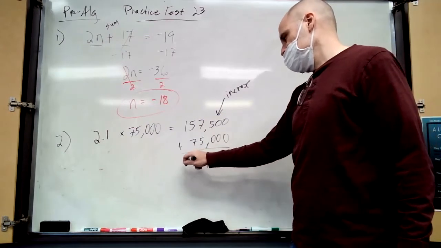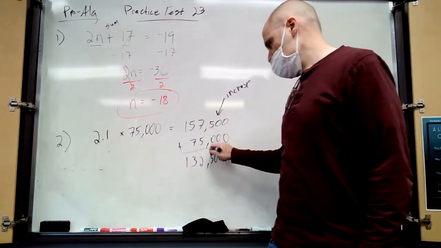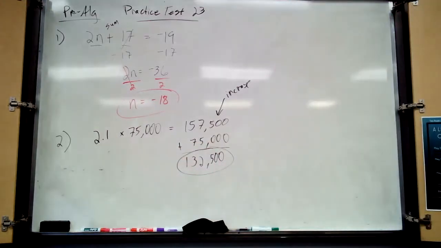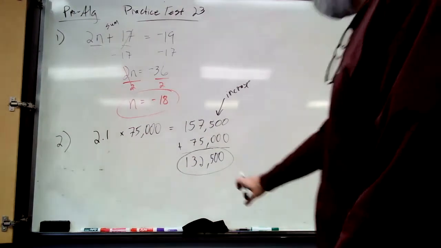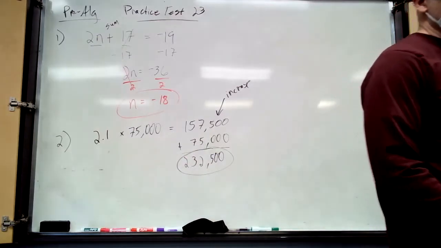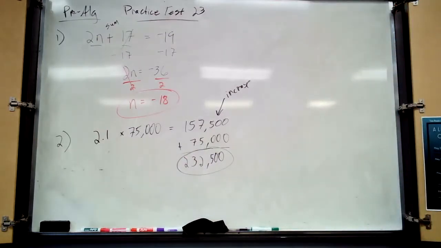133,000. I think Mr. Flack really hit the nail on the head on this one. I think you did some things wrong. All right, what did I do wrong? Because you added 157, that's a little bit of an issue. Oh, you're right. 232,500.